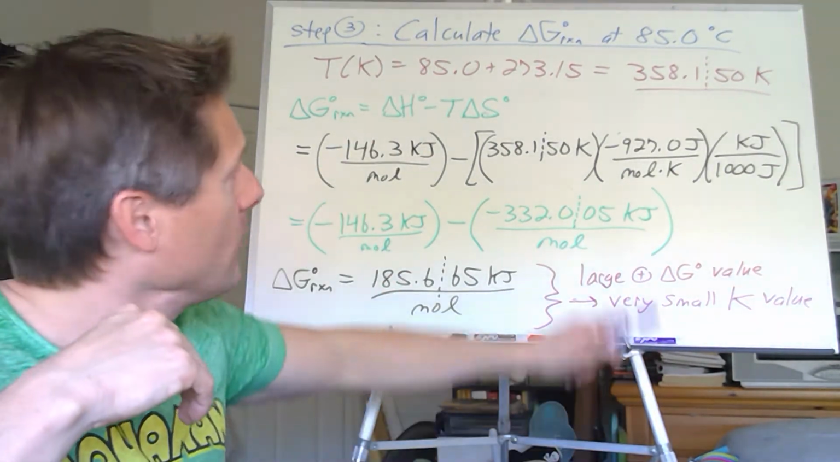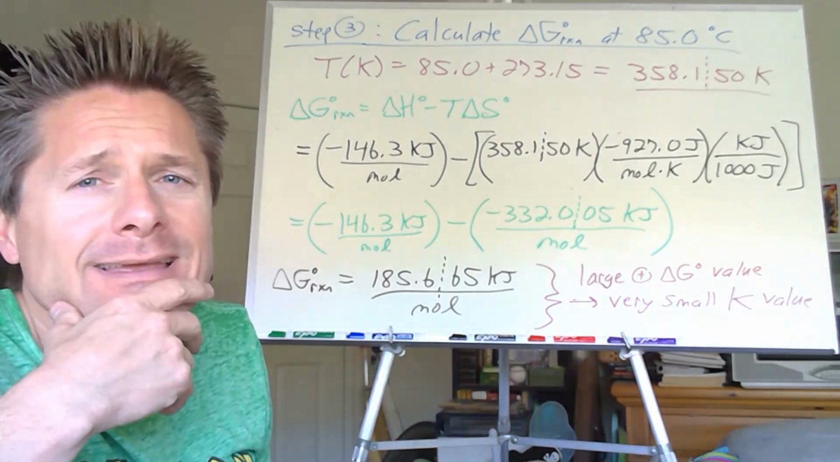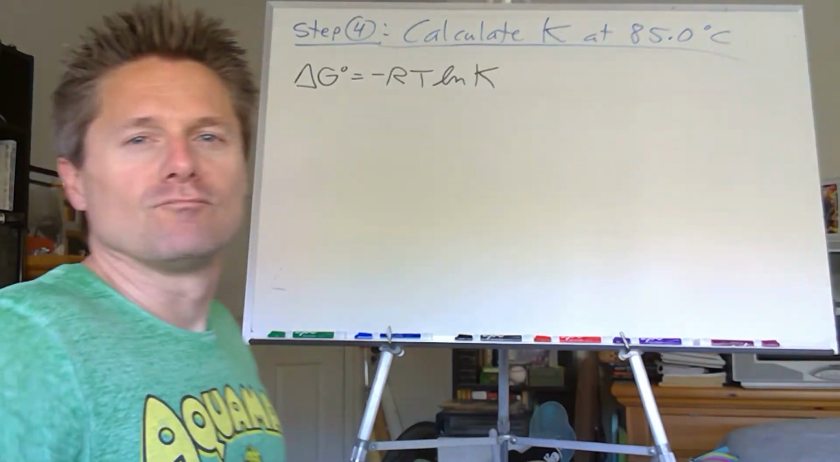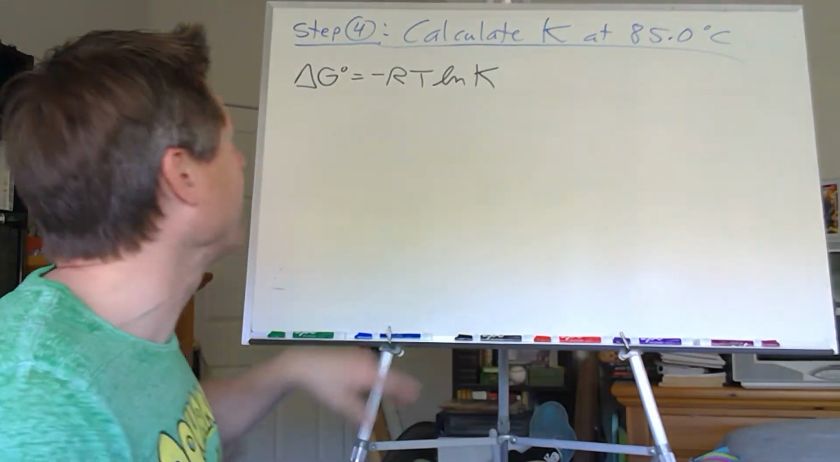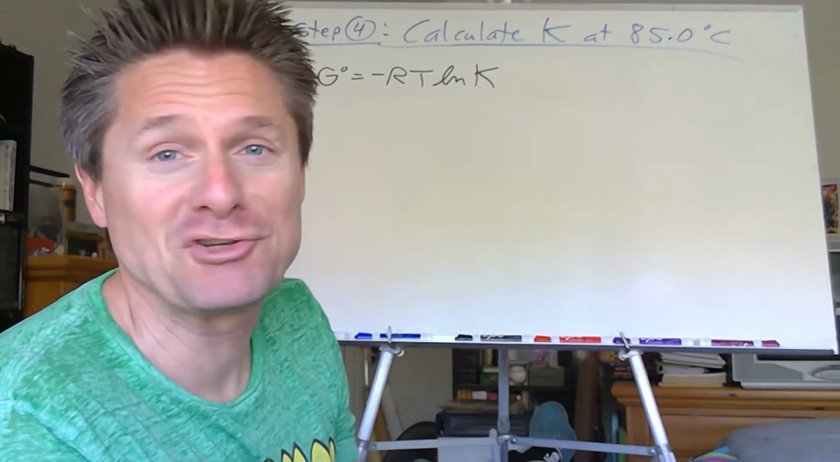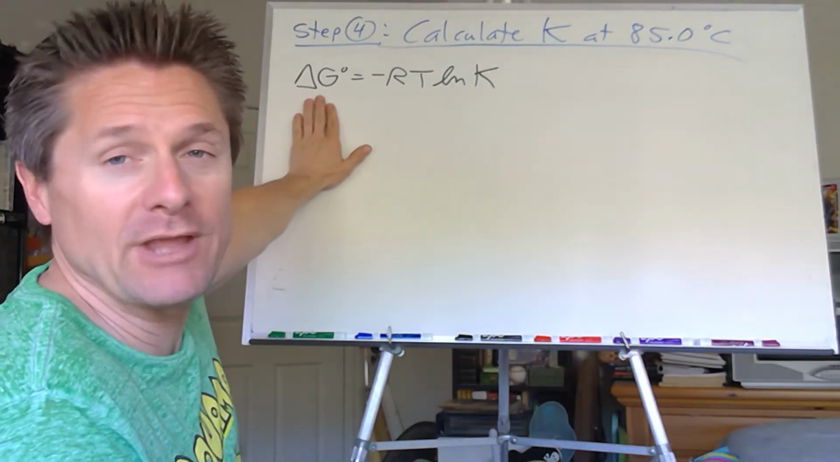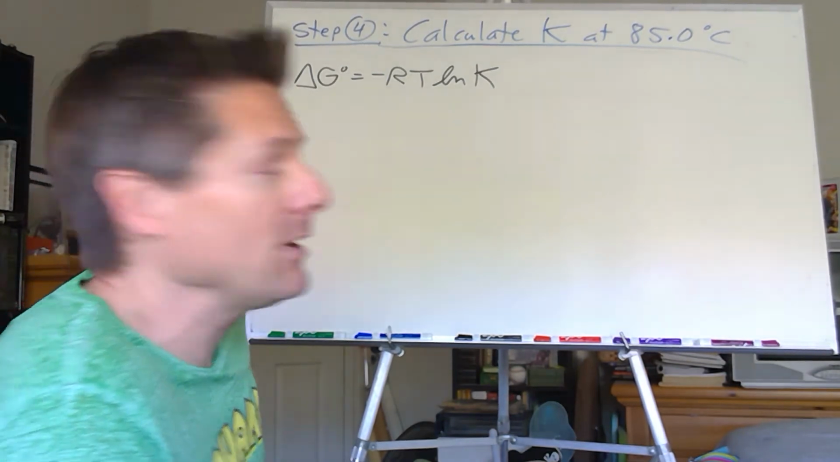Go to step 4. We now know delta G at 85.0 degrees Celsius. Plug it in. Delta G is negative RT log K, baby. Calculate K for me. All right, here we go. Step 4, calculate the equilibrium constant at whatever temperature they asked you for. And using this King Kahuna equation, Gibbs free energy change is equal to negative RT log the equilibrium constant.